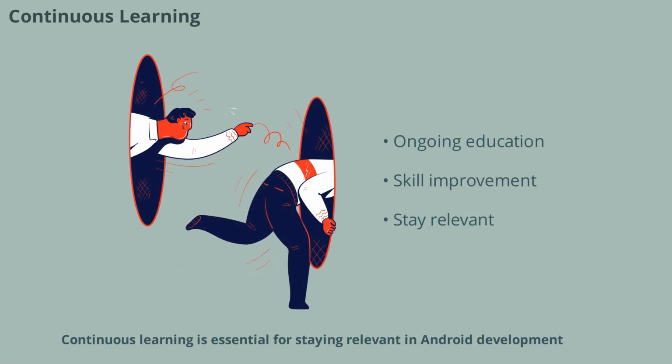Continuous learning is essential for staying relevant in Android development. Technologies evolve rapidly, and mastering tools like Dagger Hilt requires ongoing education. Attend webinars, participate in online courses, and engage with the community to keep your skills sharp and up to date.